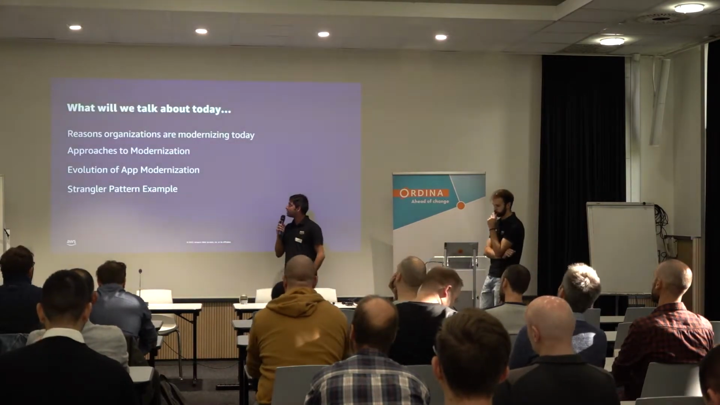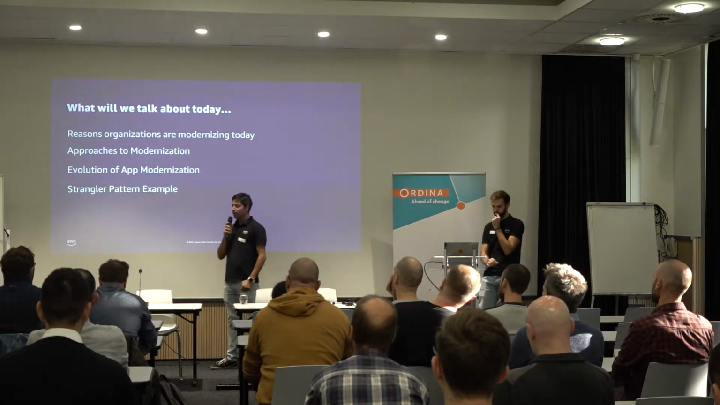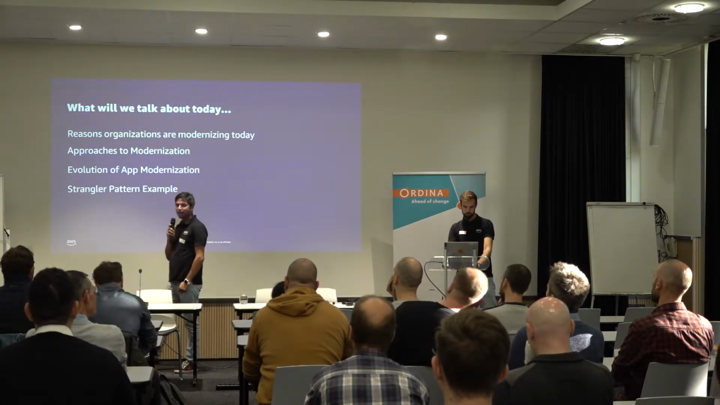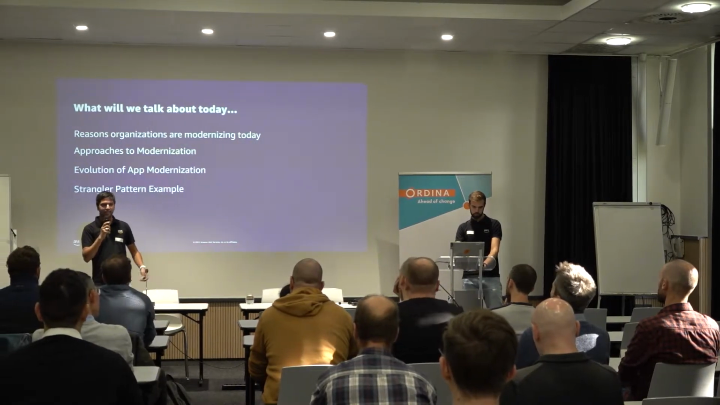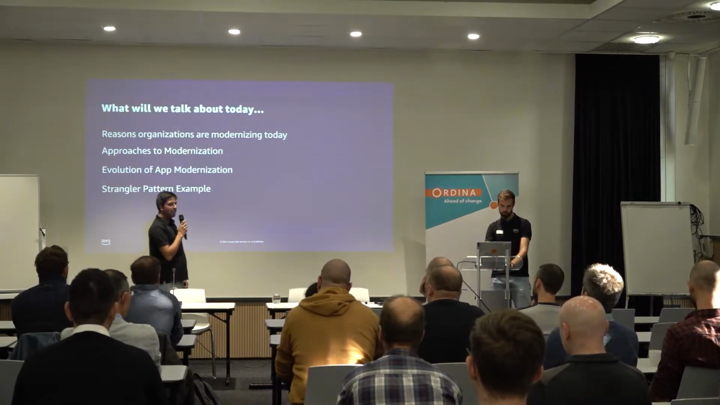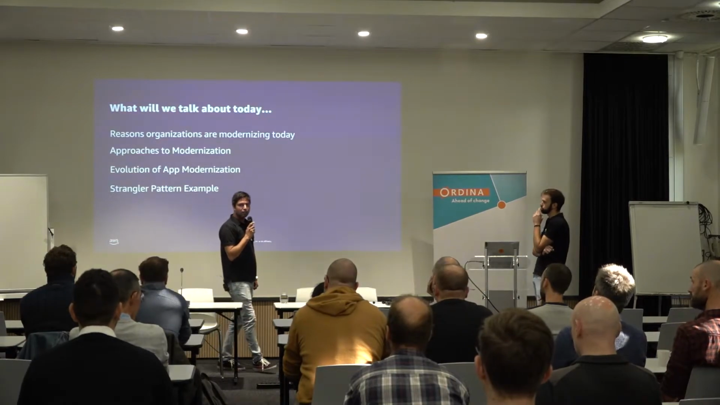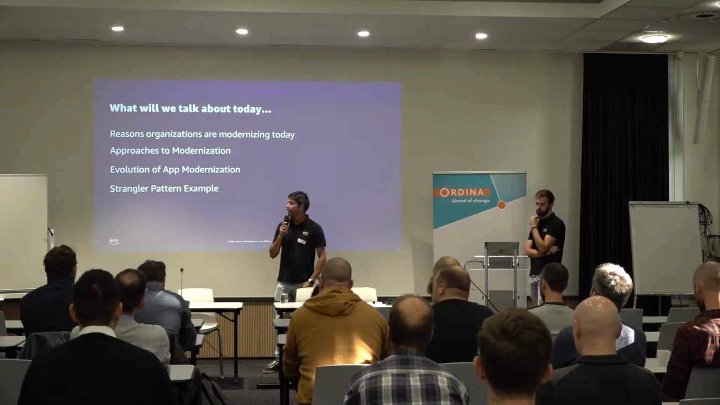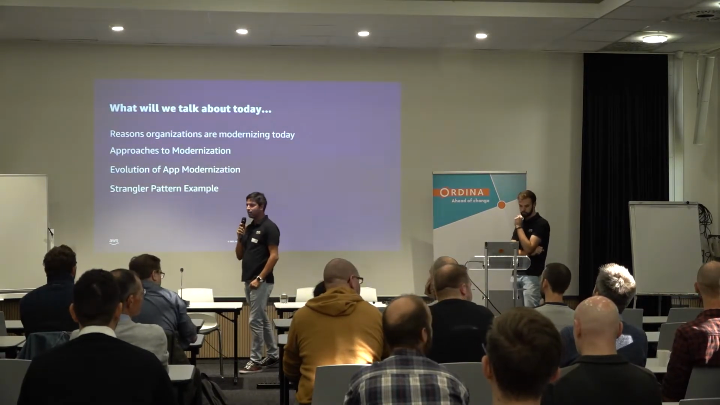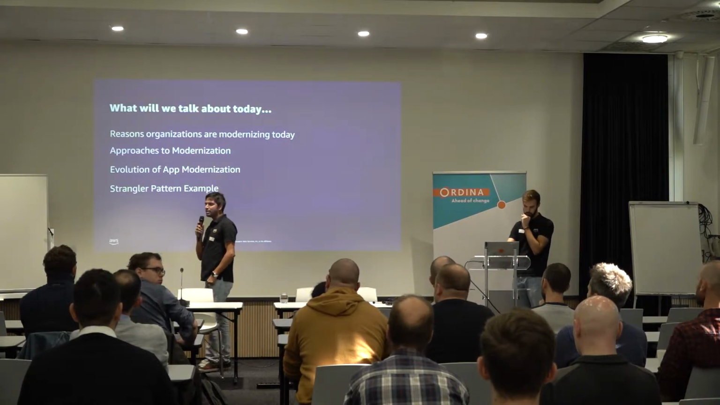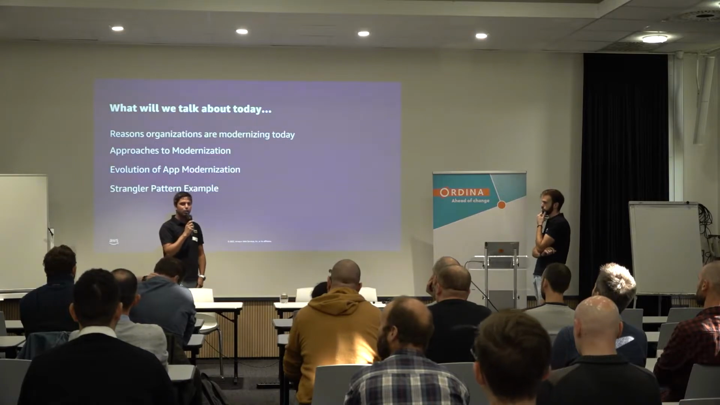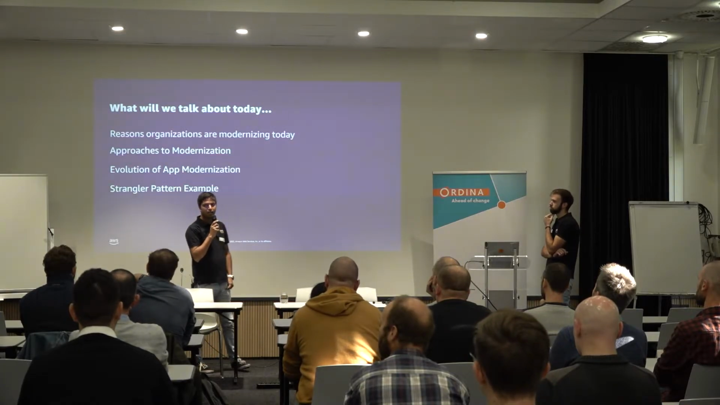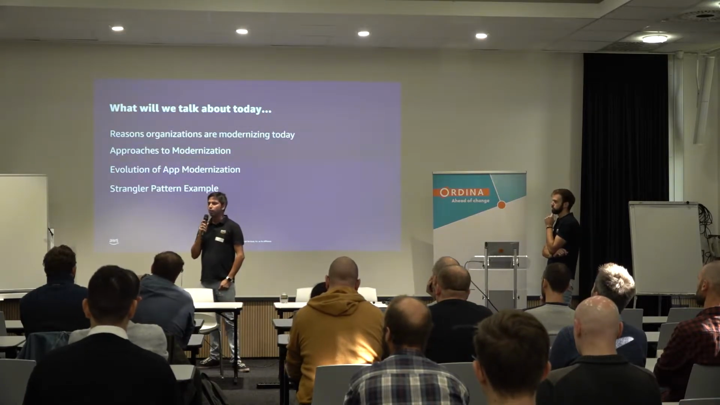So the topics that we're going to touch upon today: we'll start by discussing why organizations are doing it in the first place. Why is it needed? And then we'll go on to discuss what are the various approaches that we can take to modernize the applications on AWS, and how the evolution looks. And then we'll conclude with an example using the Strangler pattern to modernize the application.